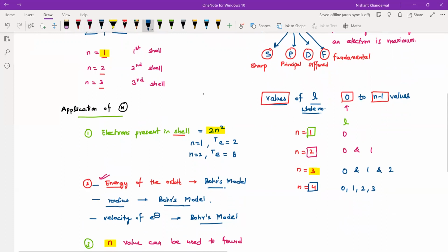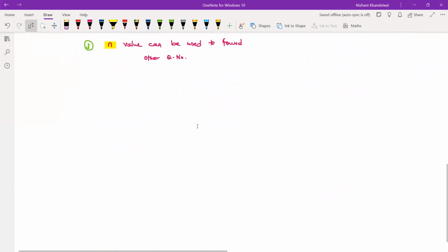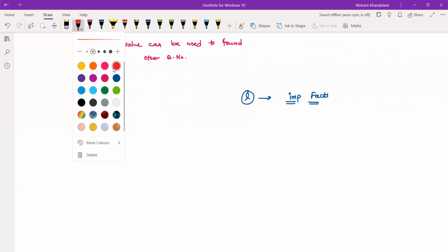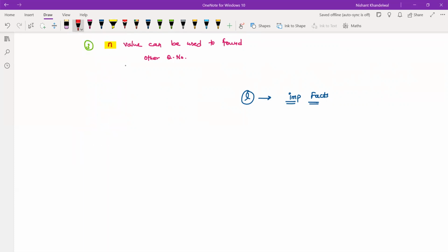Another very important thing regarding L, important facts. This is really going to help you a lot when you write electronic configurations in SPDF form, or when knowing any information regarding the orbitals of the electrons. These are really good parameters which can tell you almost everything.